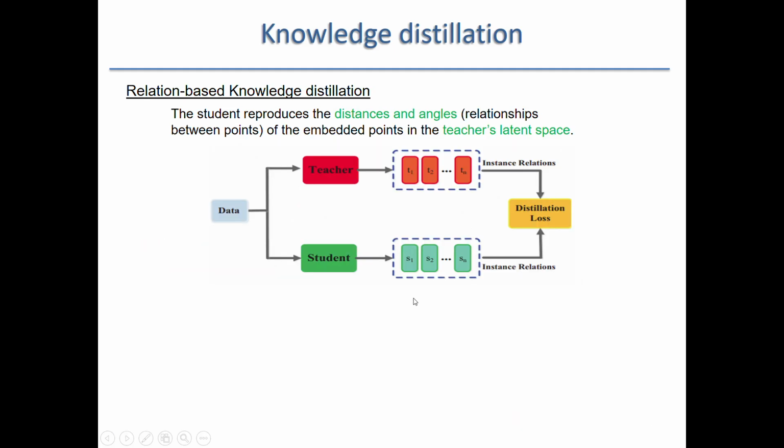Another possibility is relation-based knowledge distillation. The student reproduces the distances and angles, the relationship between the embedded points in the teacher's latent space. The teacher has some latent space, and then the student has to reproduce the same kind of latent representations, but with a smaller network. And again, this is a distillation loss.